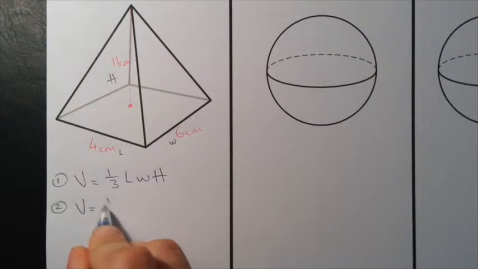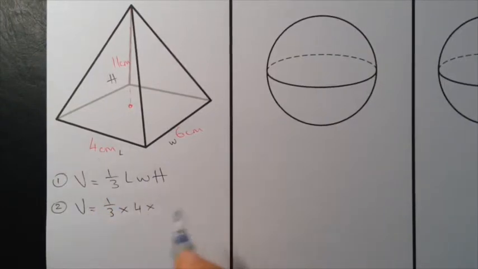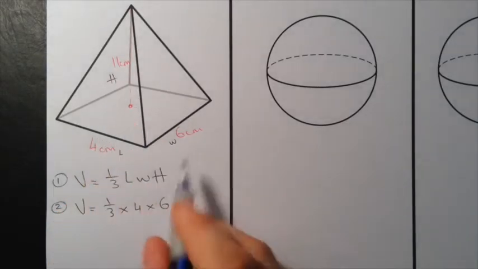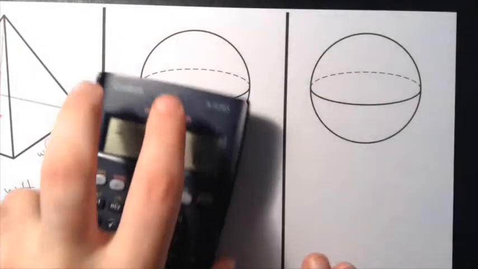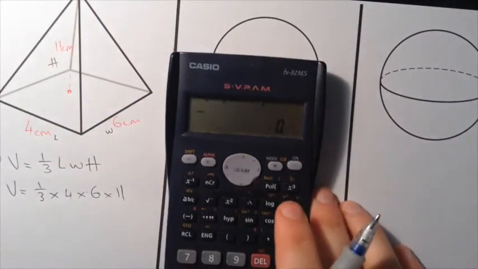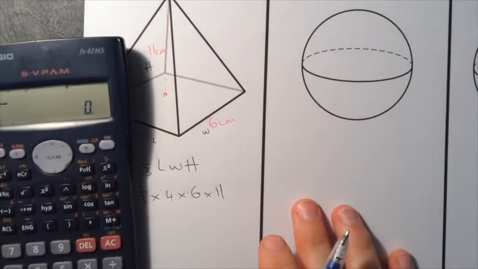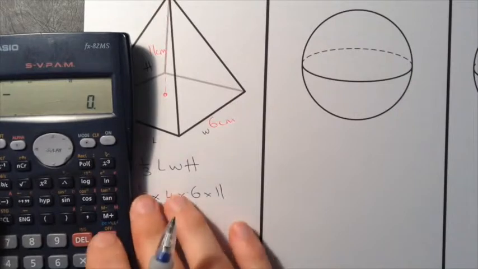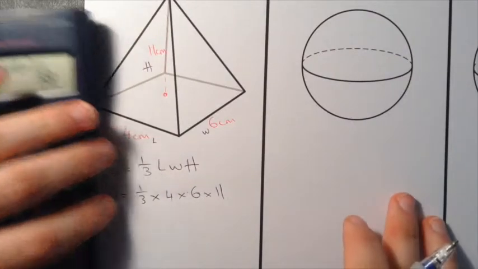So we have V equals 1/3 times the length, which we said was 4, times the width, which we said was 6, times the height, which we said was 11 centimeters. Okay, once we've done that, again we bring our calculator into play and we start to write those numbers in. So again, you substitute or plug those numbers into your calculator. You have 1/3 times 4 times 6 times 11, and you hit equals, and you get 88.